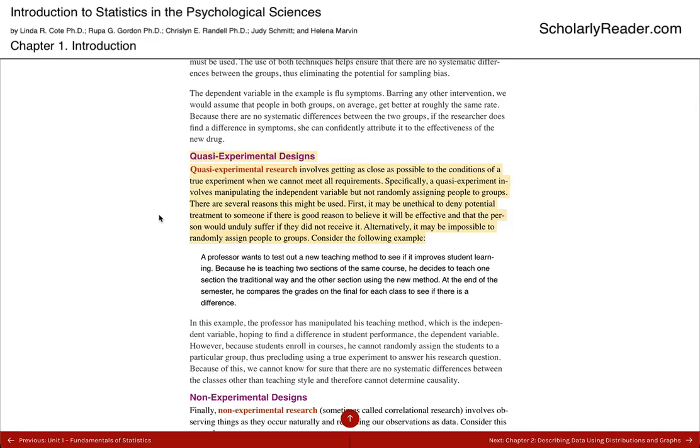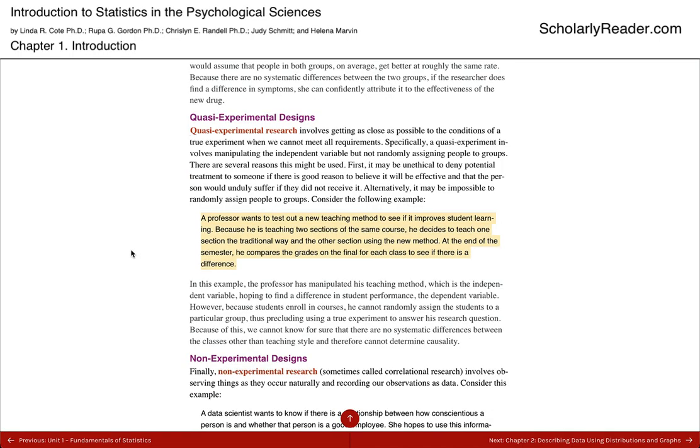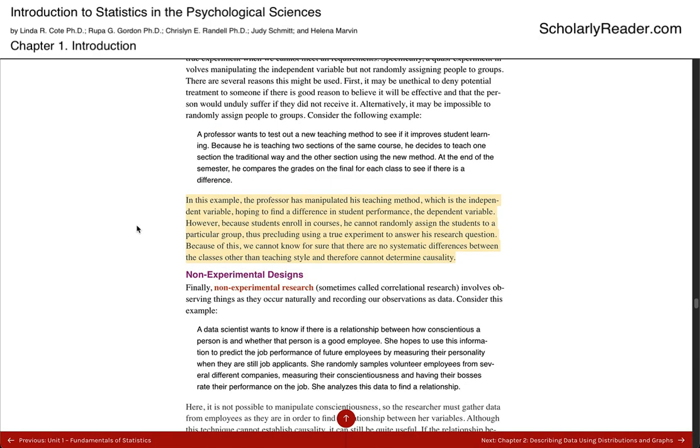Alternatively, it may be impossible to randomly assign people to groups. Consider the following example. A professor wants to test out a new teaching method to see if it improves student learning. Because he is teaching two sections of the same course, he decides to teach one section the traditional way and the other section using the new method. At the end of the semester, he compares the grades on the final for each class to see if there's a difference. In this example, the professor has manipulated his teaching method, which is the independent variable, hoping to find a difference in student performance, the dependent variable.